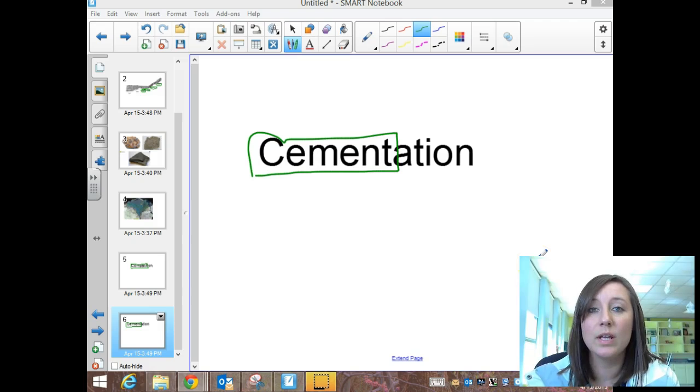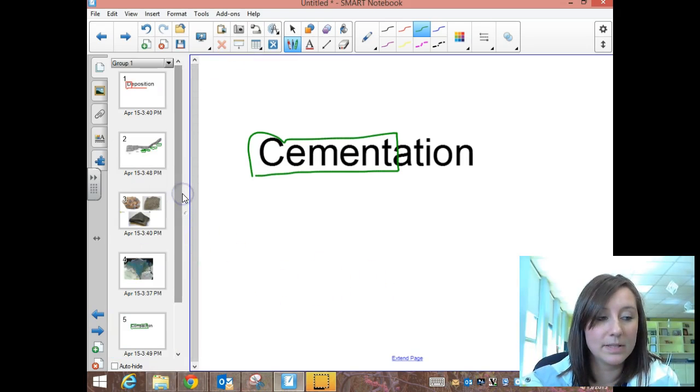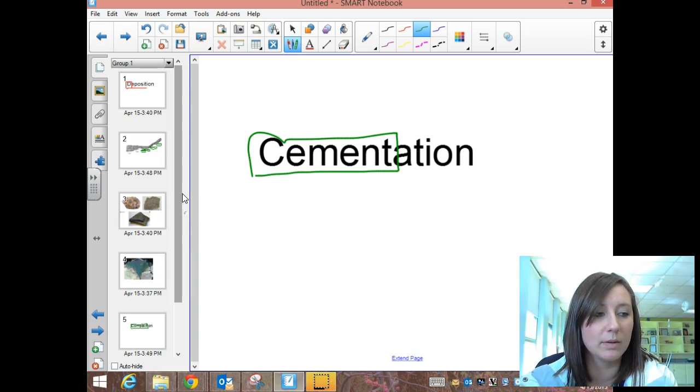All you need to know is the sediments get glued together, and the minerals that are usually acting as that glue are quartz and calcite. So that's the overall of deposition, compaction, cementation. I hope you learned a little bit more and I was able to give you a little bit more detail. You are ready to move on to the next step in your to-do list.